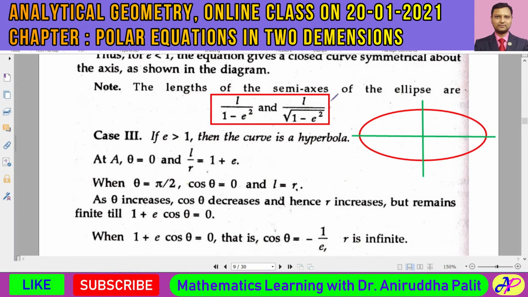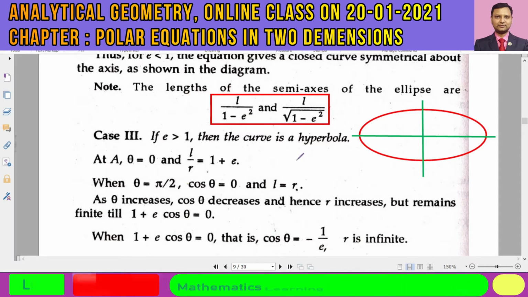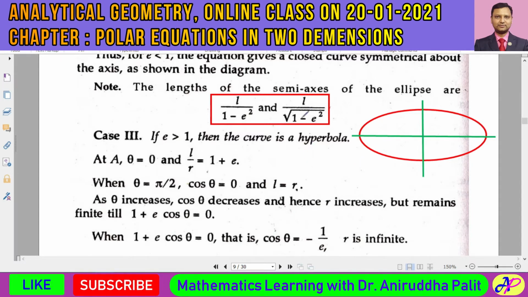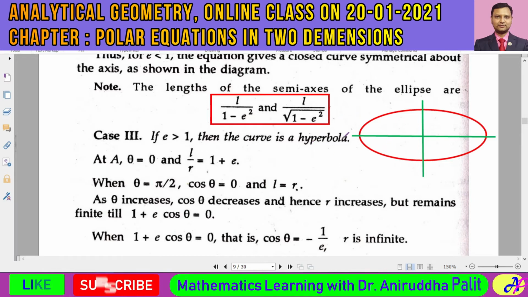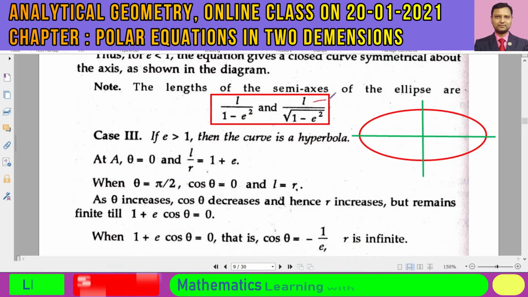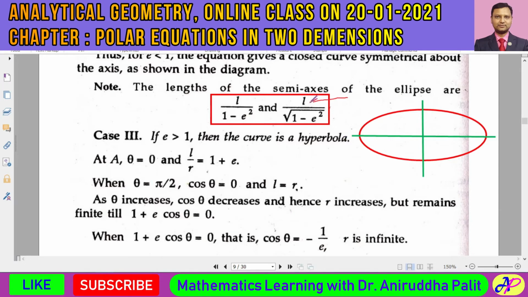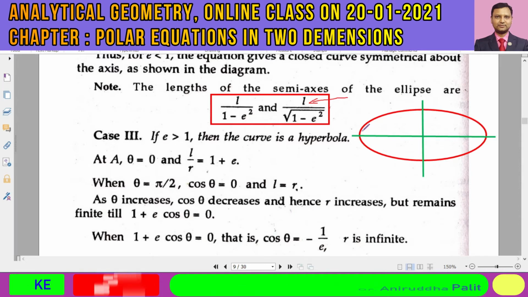These are the two formulas: L divided by (1 minus e square) and L divided by root over of (1 minus e square). The largest is the semi-major axis and the smallest value is the semi-minor axis. Got it? Remember, this is actually L, not 1. You generally make this kind of mistake in exams.